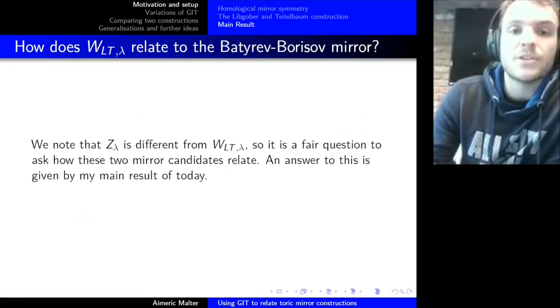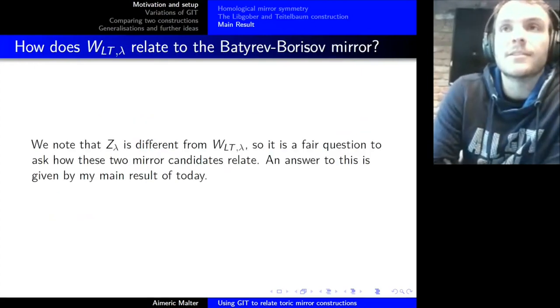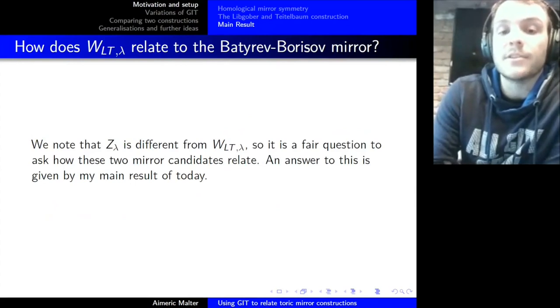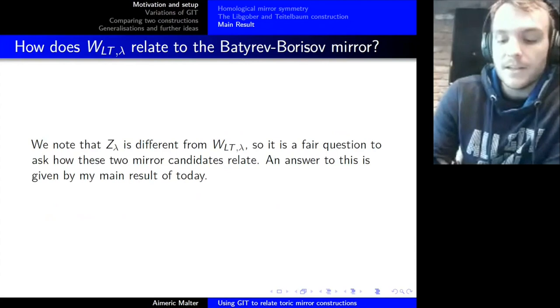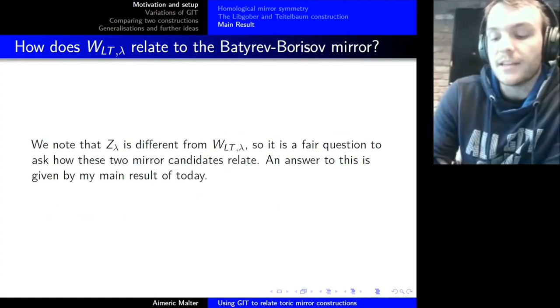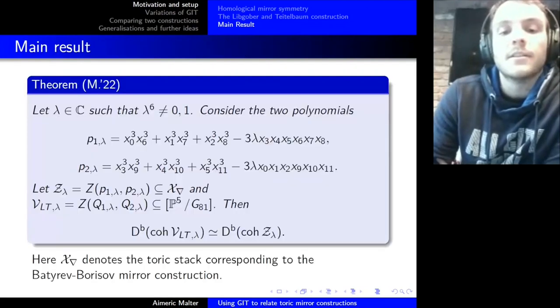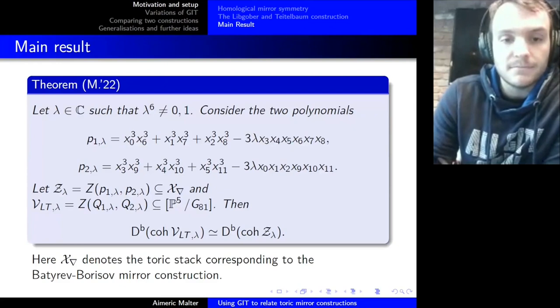So the only question is, okay, so this nice mirror, how does it relate to the one we systematically got from the Batyrev-Borisov construction? Because we know that they're different. My result is based on homological mirror symmetry, which is saying that these two mirror constructions are derived equivalent. And that's what it looks like.